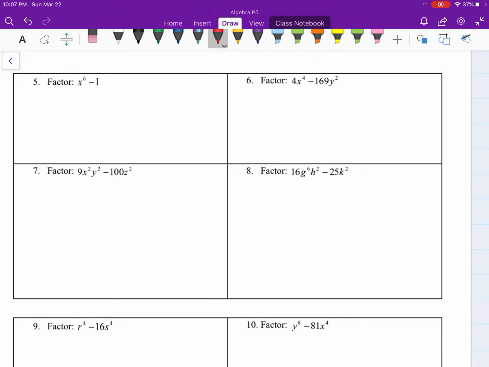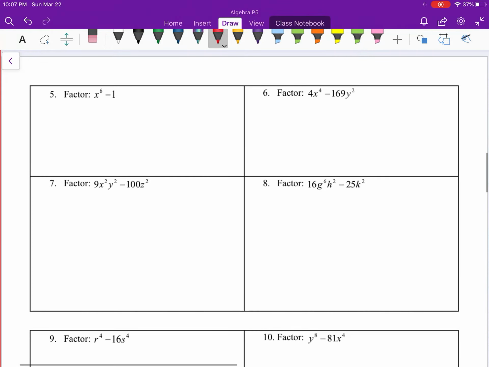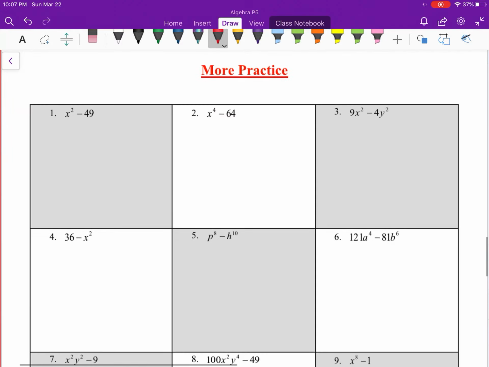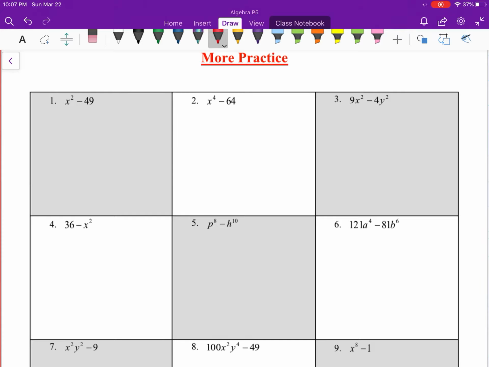Now there's a bunch of examples down here. Some of them get a little bit more complicated, but I can help you guys with that during class tomorrow in the Google Hangout. So finish up those and also work on these more practice questions, and I will talk to you guys later.